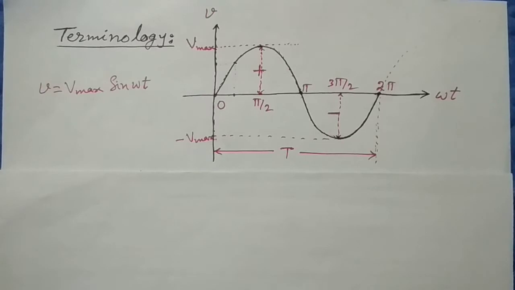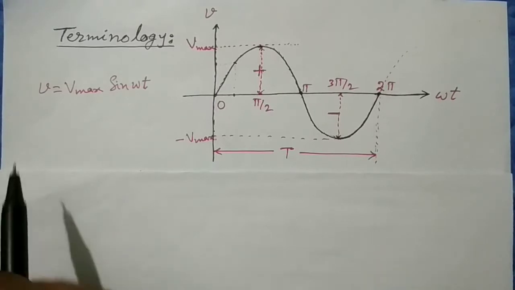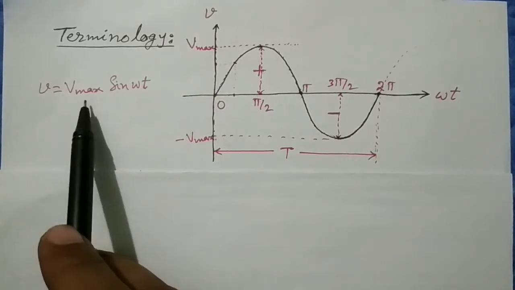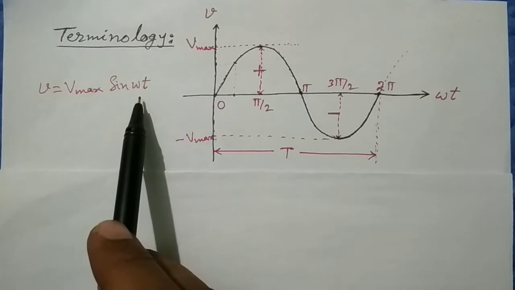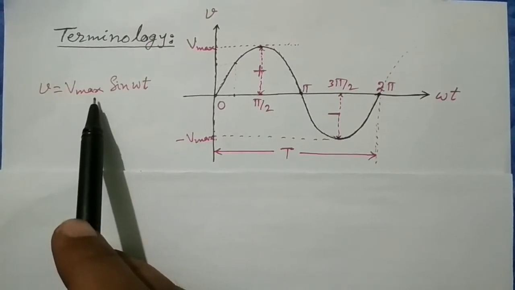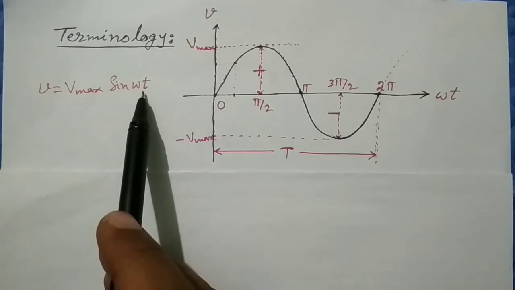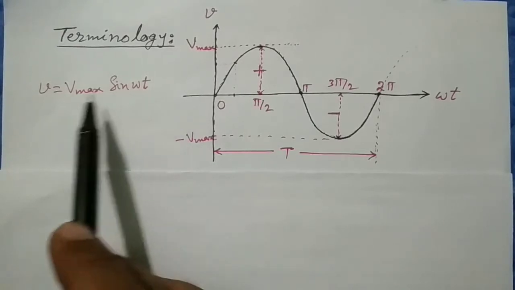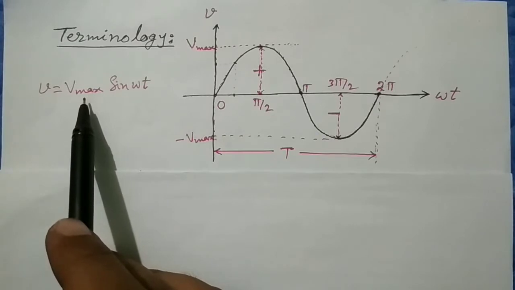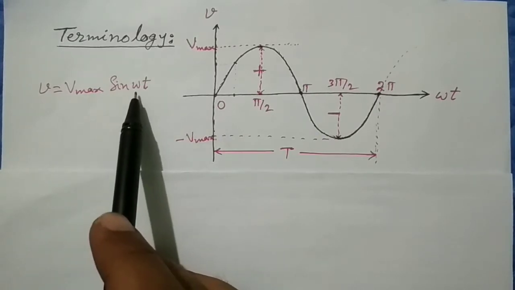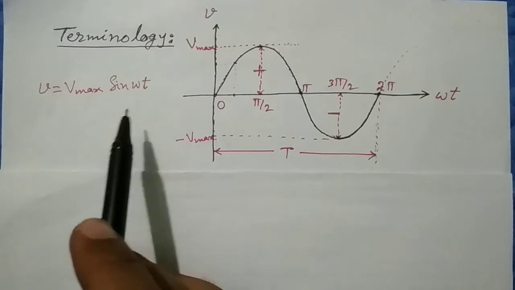In this lecture, we will discuss some important terms used in AC circuit analysis. So let's consider an alternating voltage V equal to Vmax sin omega t, where Vmax is the maximum value, omega is the angular velocity, and t is the time. In this expression, each and every value is constant except time.